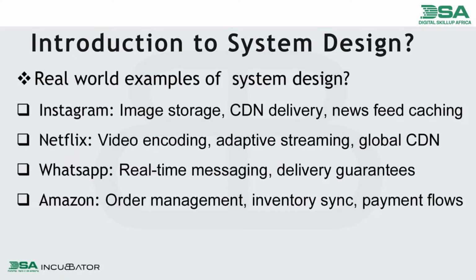They are Instagram, right? Which makes use of image storage, CDN delivery, news feed caching. And then we also have Netflix. I'm sure most of us know Netflix as well. That does video encoding, adaptive streaming, global content delivery network. Okay.